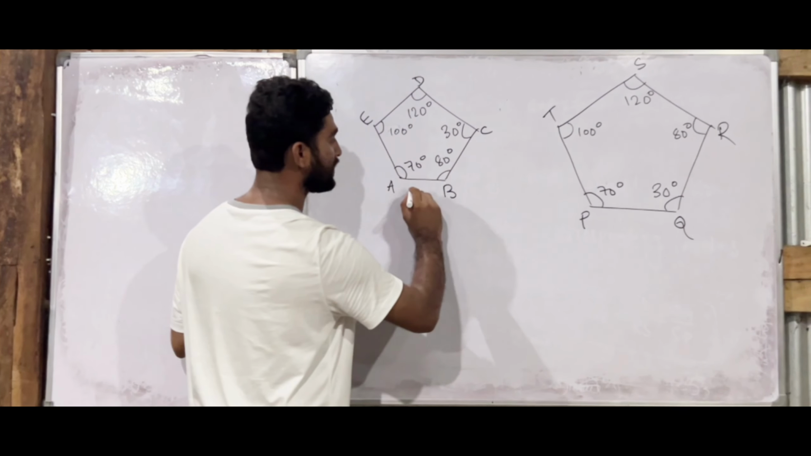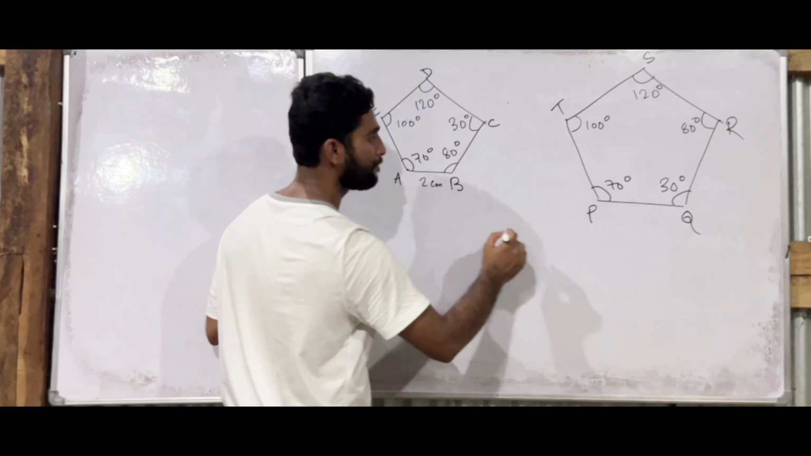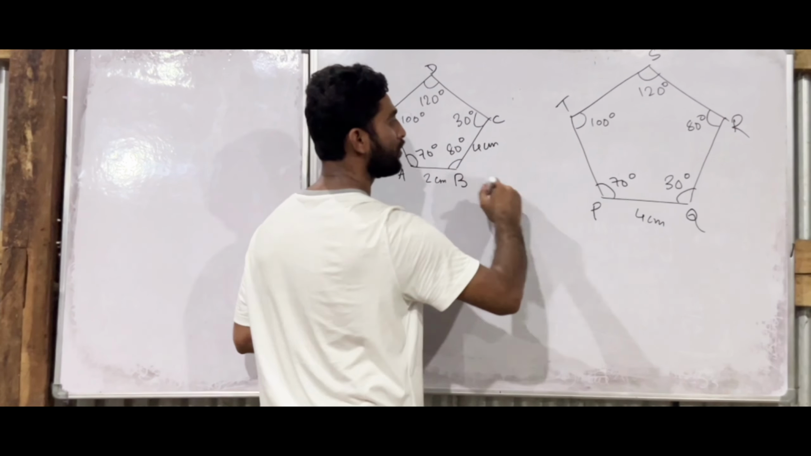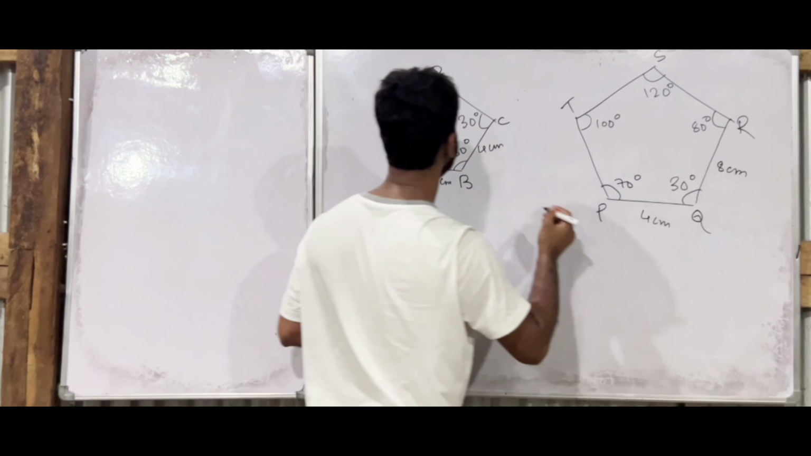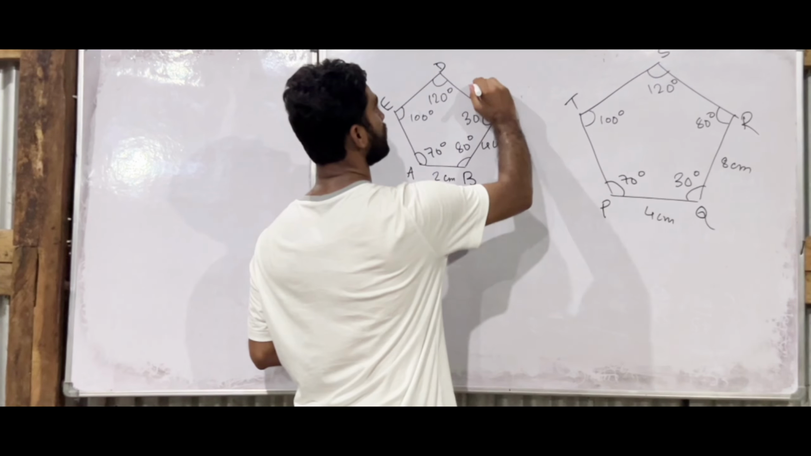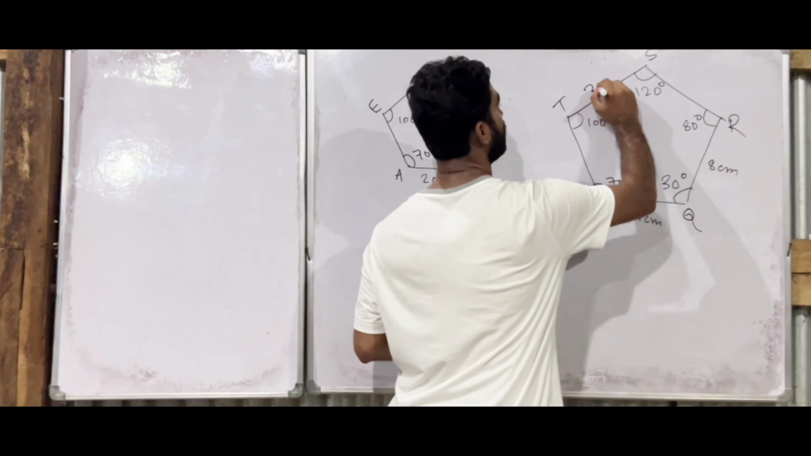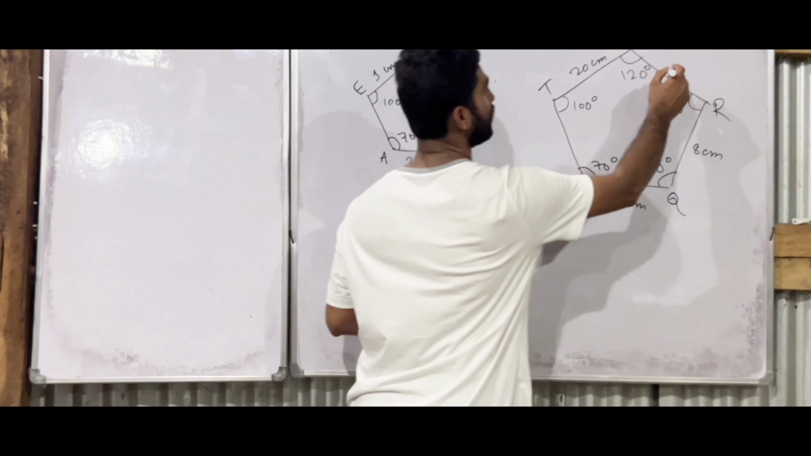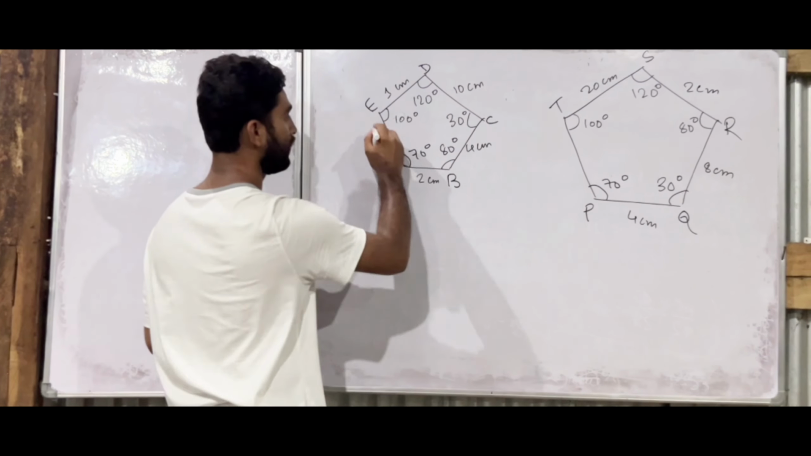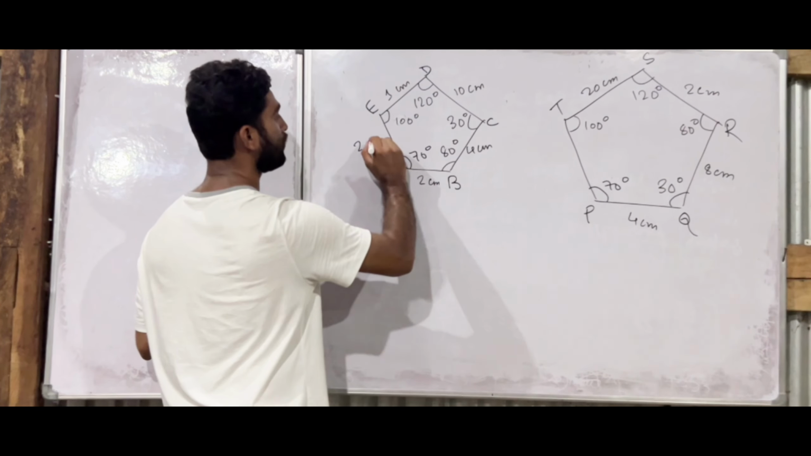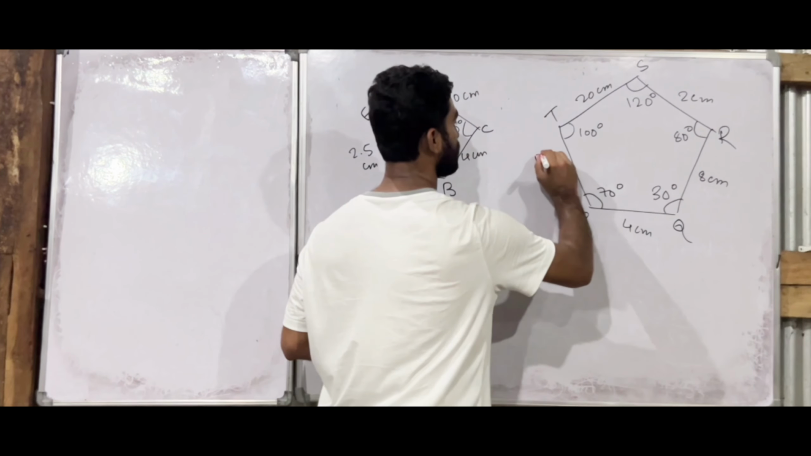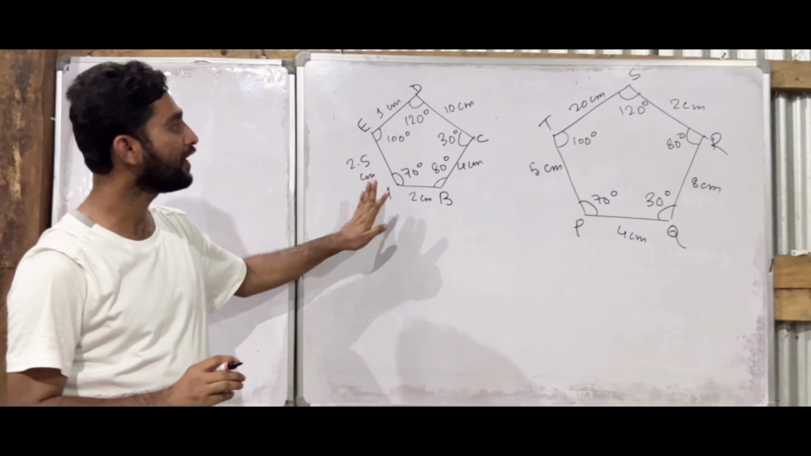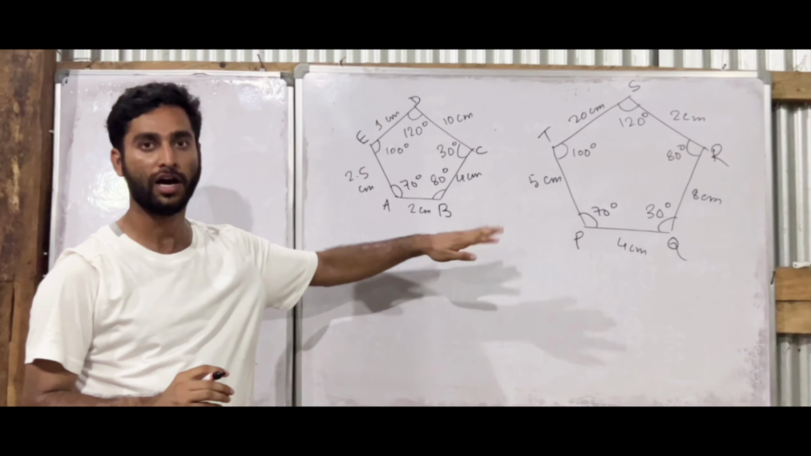Now let's suppose AB is 2 centimeters, PQ is 4 centimeters, BC is 4 centimeters, this one is 8 centimeters. Let's suppose CD is 10 centimeters, and the corresponding side is 20 centimeters. Let's suppose this one is 1 centimeter, this one is 2 centimeters, this one is 2.5 centimeters, and this one is 5 centimeters. Now, whether this is similar or not, how can we verify?